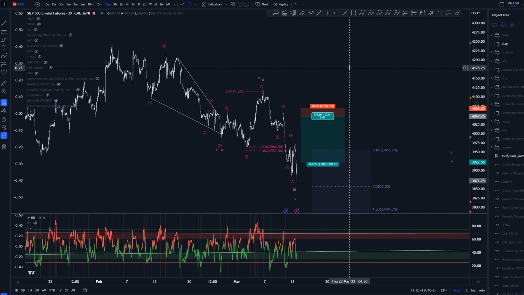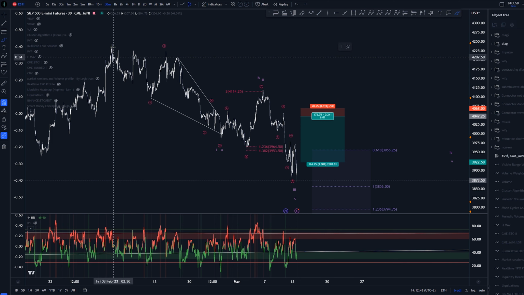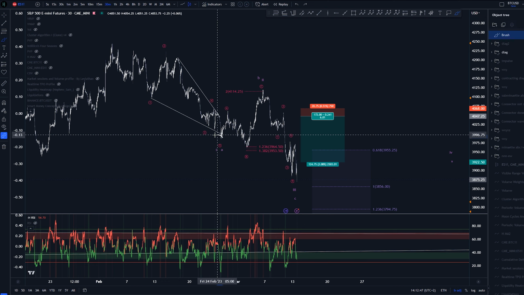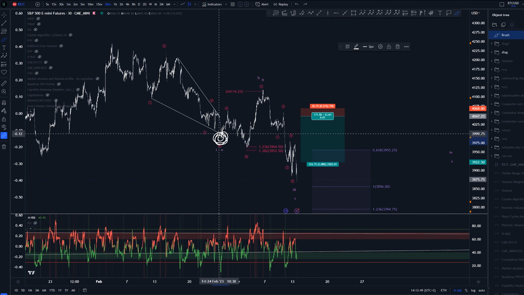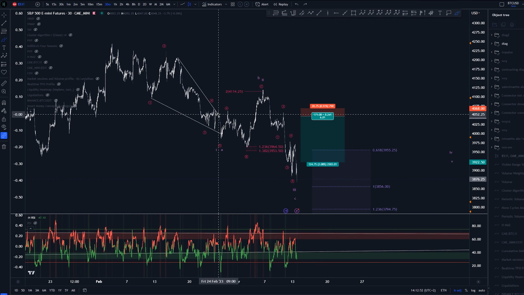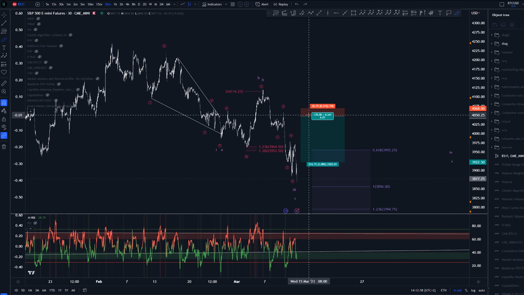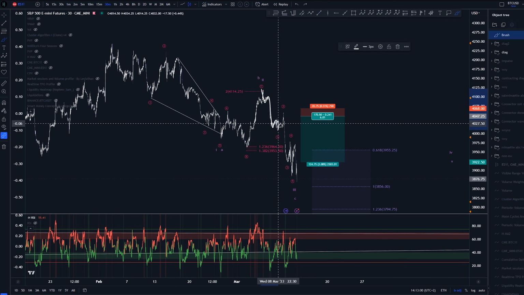Now, what I shifted more towards is some of these counts where we had a diagonal here. Now we had two different ideas. Either the structure ended here or in here. This fits better if it is indeed here. We got a small overthrow here and then expanded flat here into wave B or wave 2. And then we had this potential far away coming down.